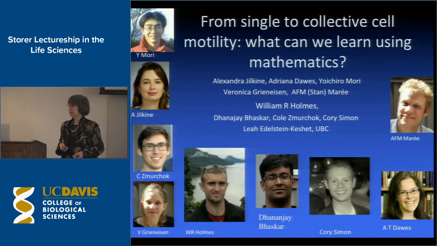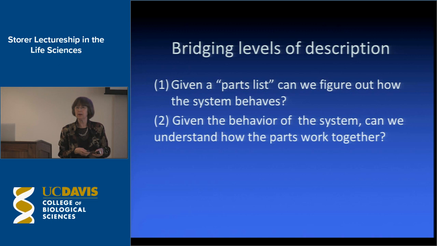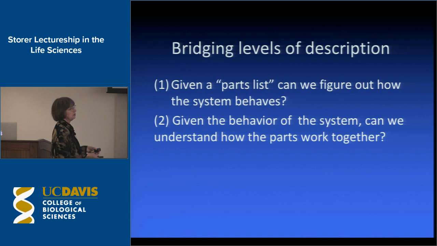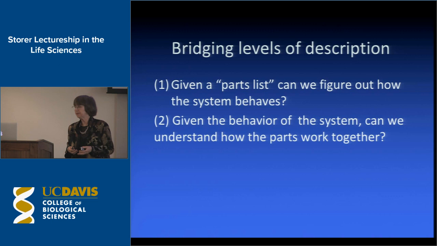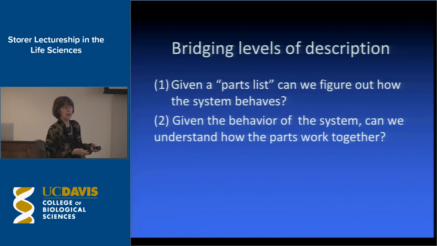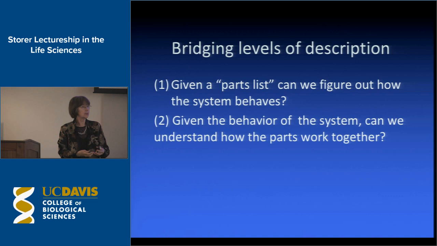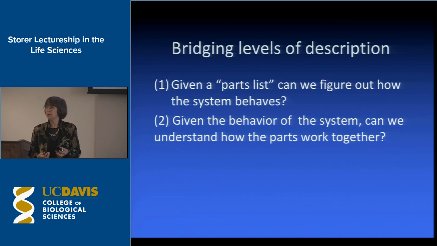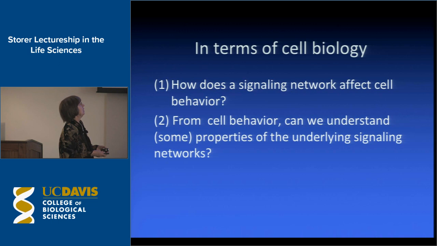Okay, now, let me tell you a little bit about what I see math as doing for biology. So often in molecular biology, you have basically a parts list. You have a list of components that you know are important in the cell. And the question is, can you somehow figure out, given that parts list, how does the cell or the system as a whole behave? Another type of question one might ask is, if you see the behavior of a cell and you know some components that make it up, can you somehow infer how those components are working together? How are they interacting? What are they actually doing to bring about that behavior? And so math, I think, can play a role precisely in bridging that gap.